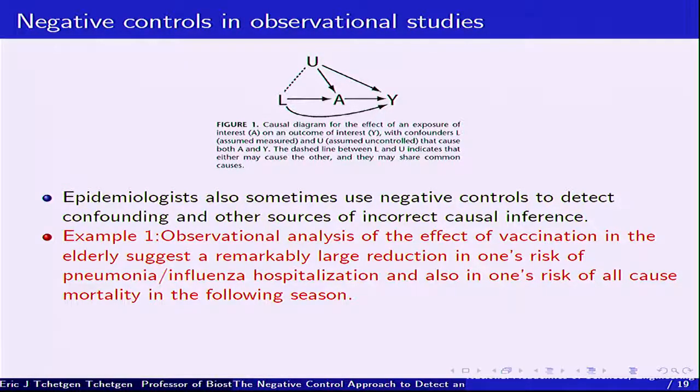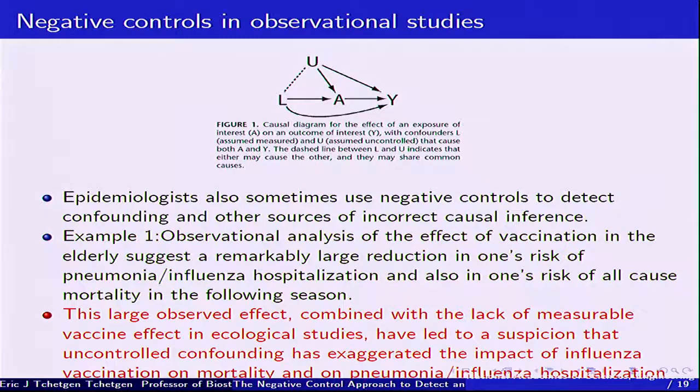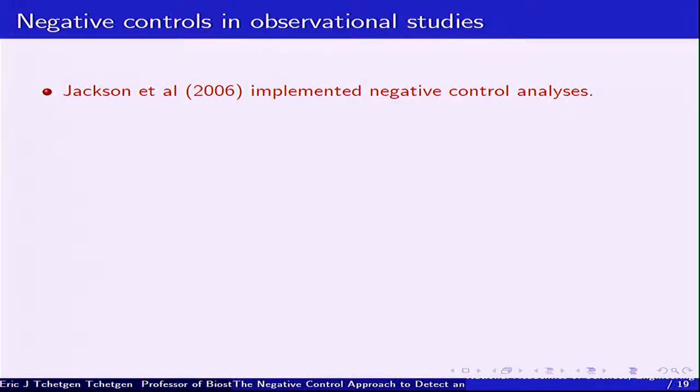Observational analysis of the effect of vaccination in the elderly suggests a remarkably large reduction in one's risk of pneumonia or related hospitalization, and also in one's risk of all-cause mortality in the following season. This large observed effect, combined with the lack of measurable vaccine effect in ecological studies, has led to a suspicion that uncontrolled confounding has exaggerated the impact of influenza vaccination on mortality and on hospitalization.